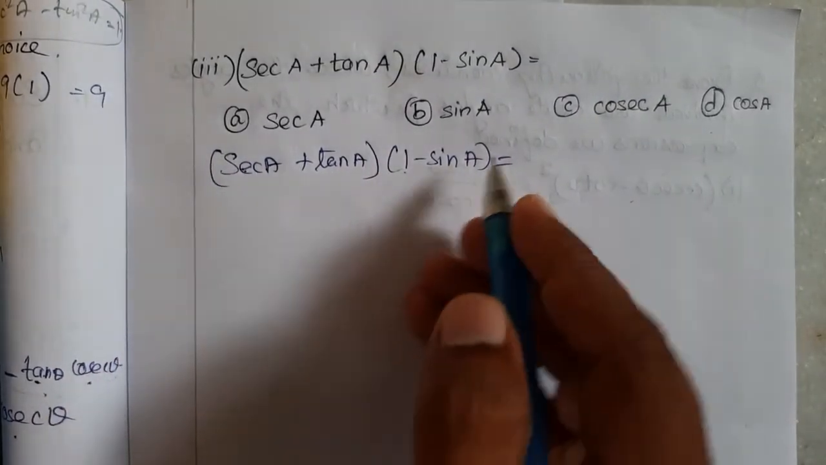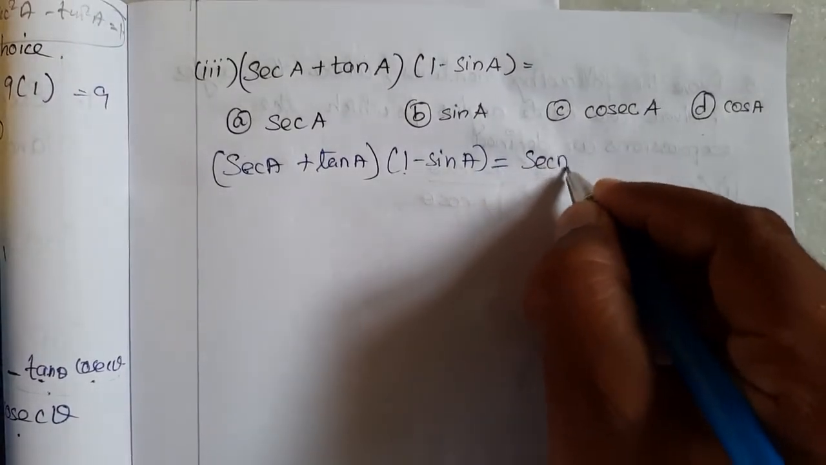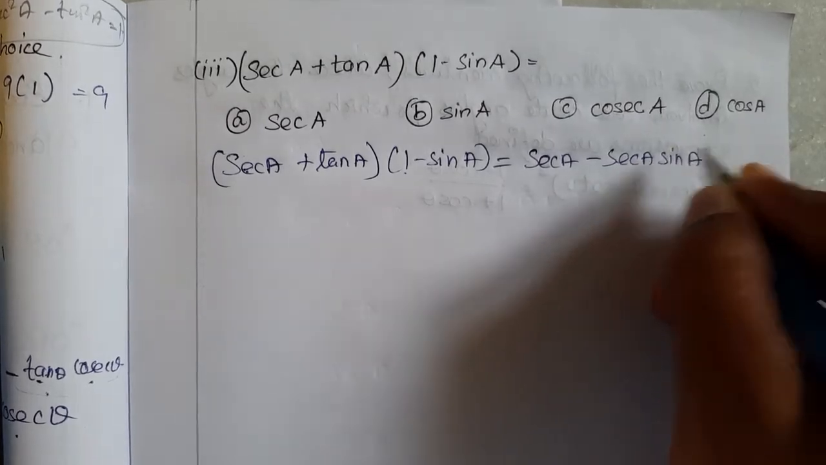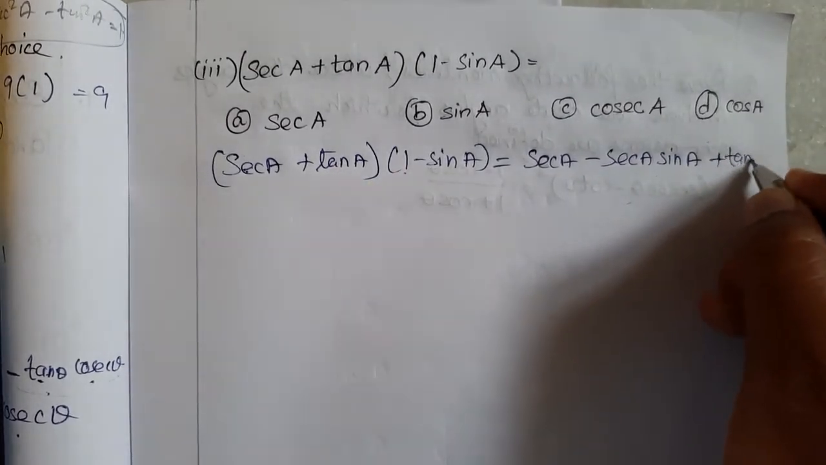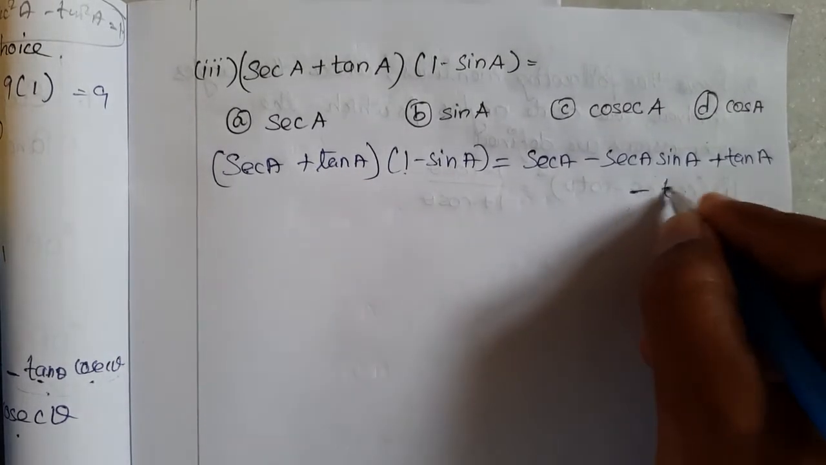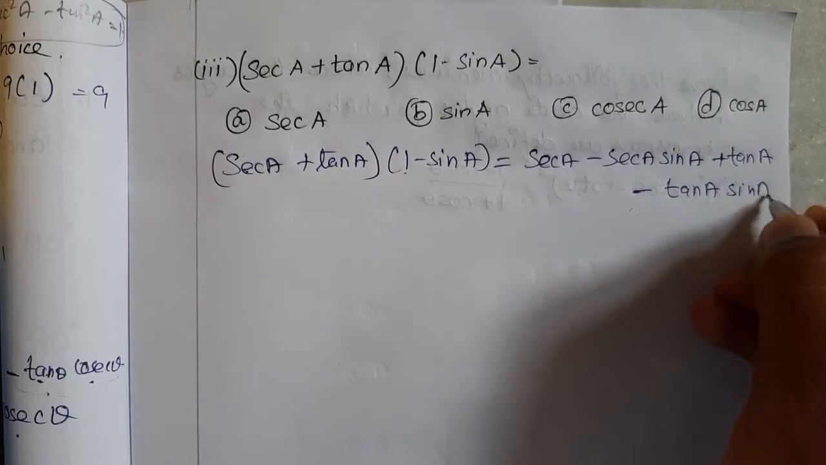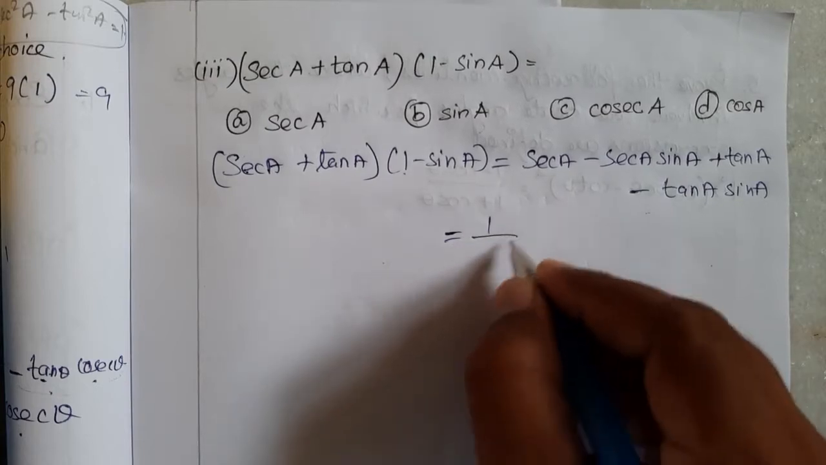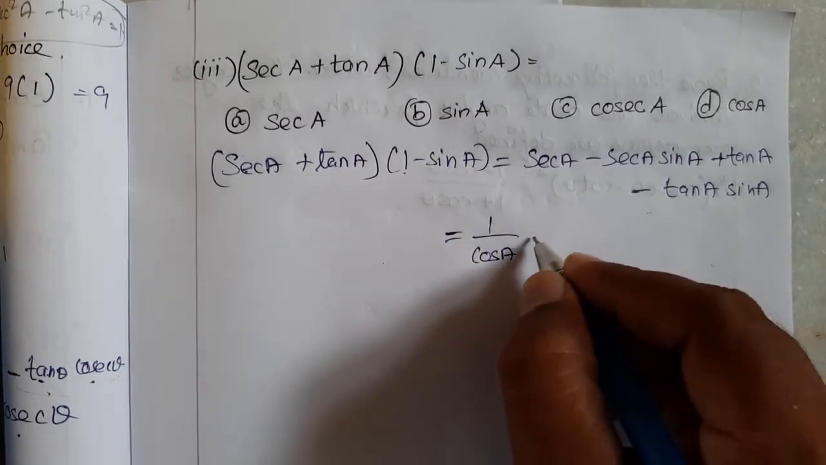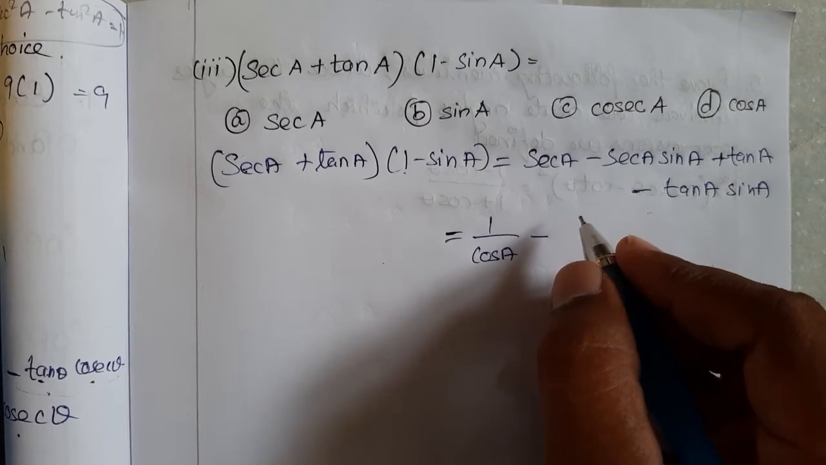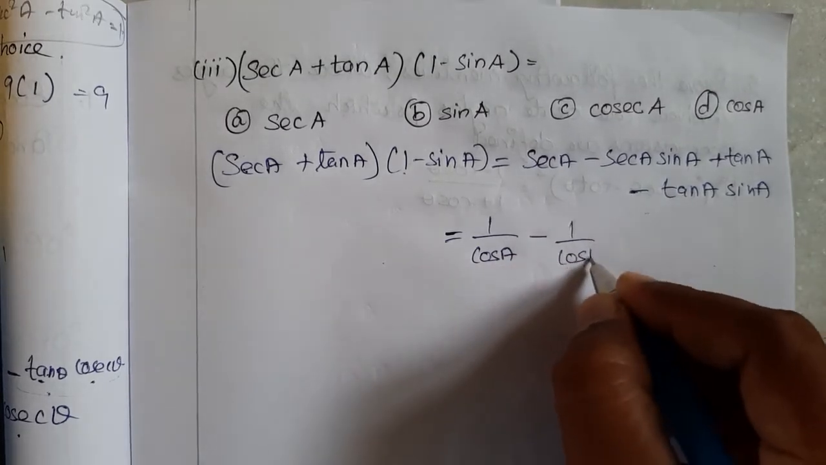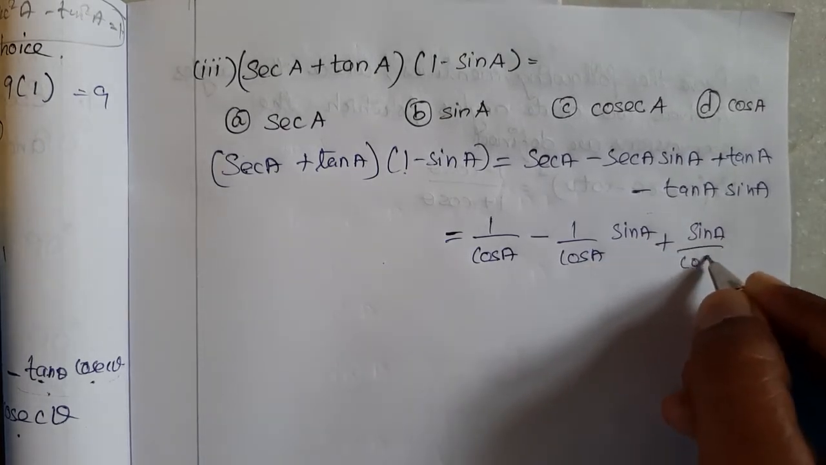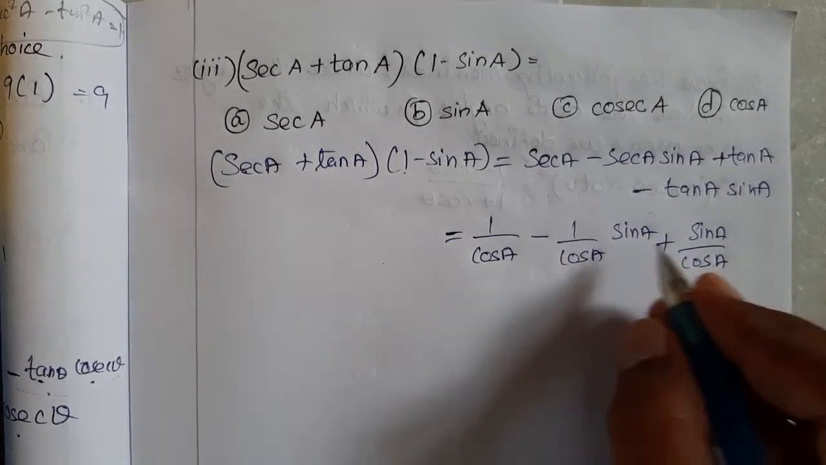So sec A into 1 is sec A, and sec A into minus sin A is minus sec A sin A. Then tan A into 1 is plus tan A, the same, and tan A into minus sin A is minus tan A sin A. Now everything will convert into sin and cos. The sec we can write as 1 by cos A. So 1 by cos A into sin A, plus tan we can write as sin A by cos A. You can observe this sin A by cos A and sin A by cos A will make it 0, right?